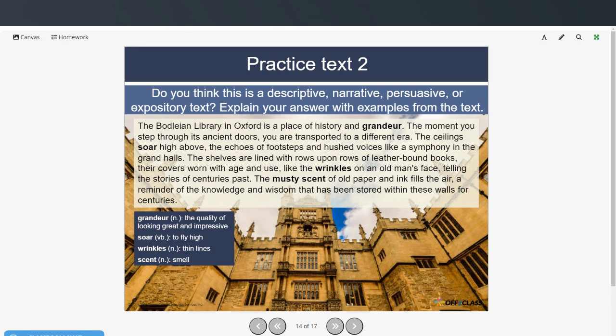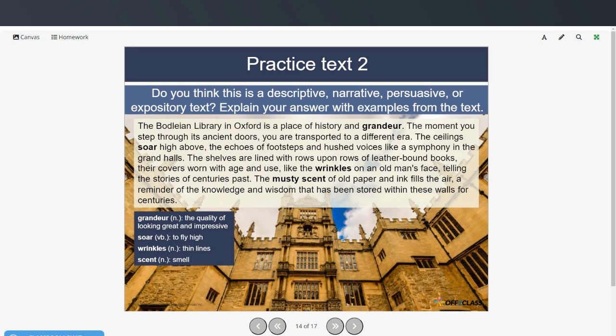We have some vocabulary words. Grandeur is a noun, meaning the quality of looking great and impressive. Soar is a verb, which means to fly high. Wrinkles, a noun, which means thin lines. And scent is a noun, which means a smell. Again, you can pause the video, read on your own, or follow along as I read.